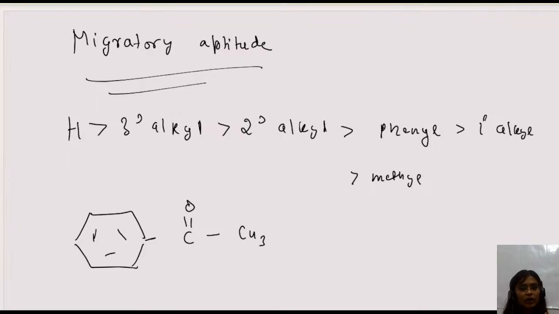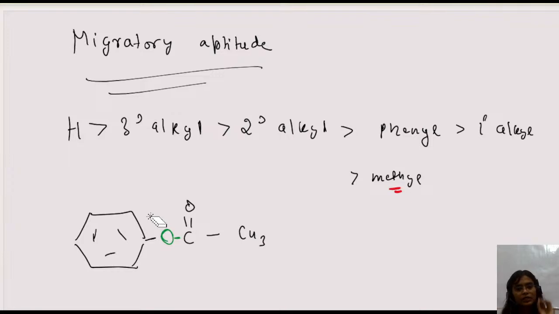Now, according to the table, which one has the maximum migratory aptitude here? Phenyl. Methyl is here. So this one has the maximum migratory aptitude. So it means that, do you know where I have to fit the extra oxygen? This side. This is how you decide, and this is the Baeyer-Villiger oxidation.